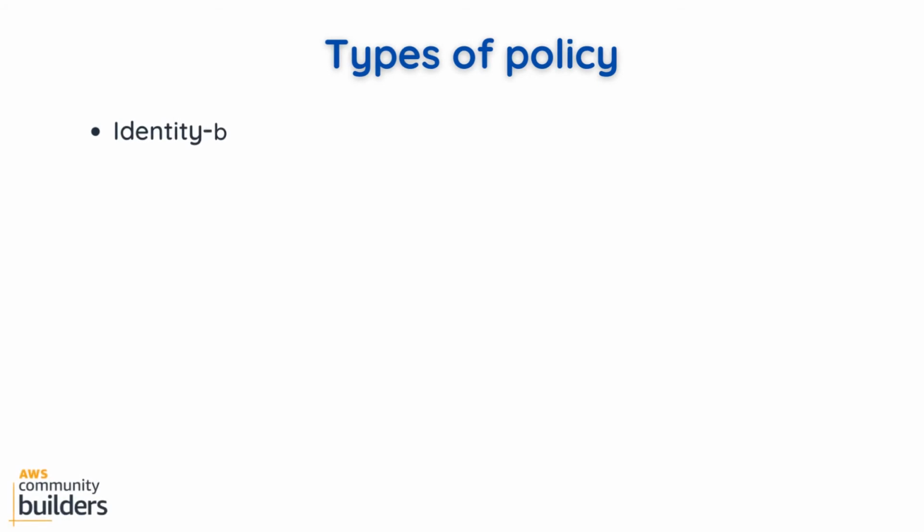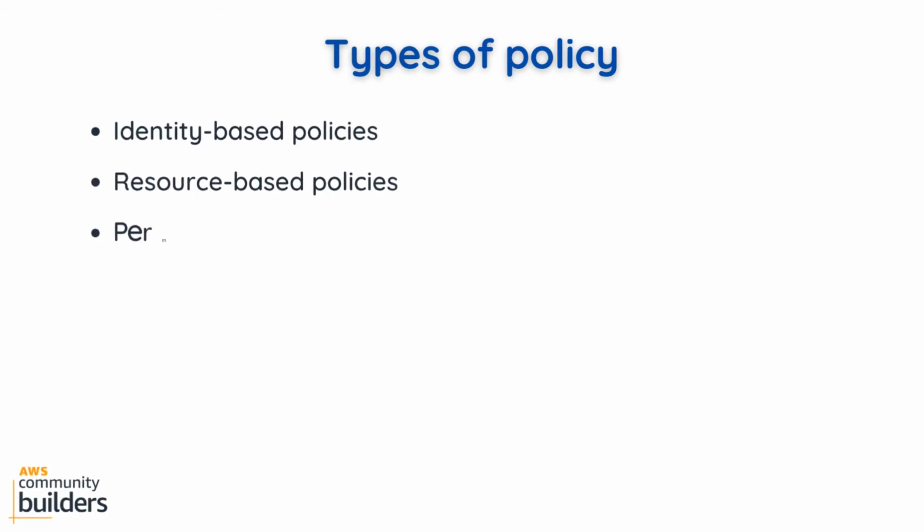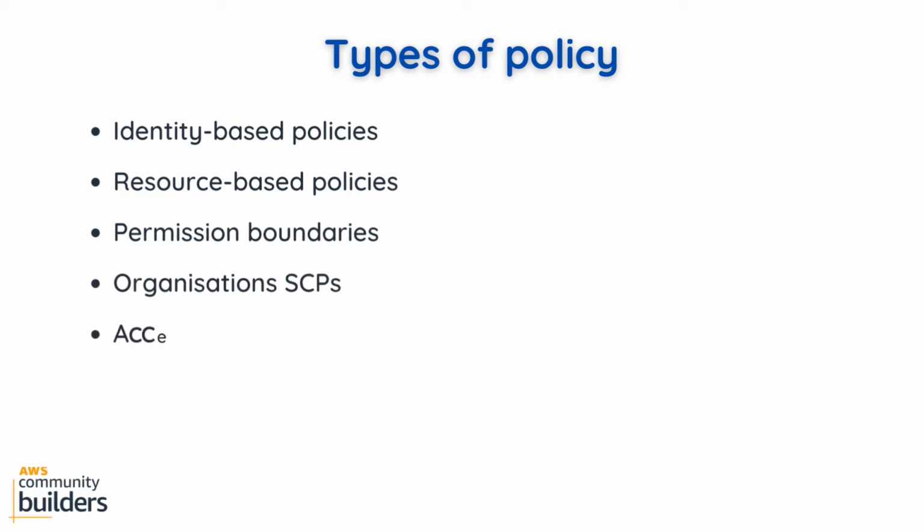There are six types of policies under IAM. First, identity-based policies. Second, resource-based policies. Third, permission boundaries. Fourth, organizations SCPs. Fifth, access control lists, ACLs. Sixth, session policies.